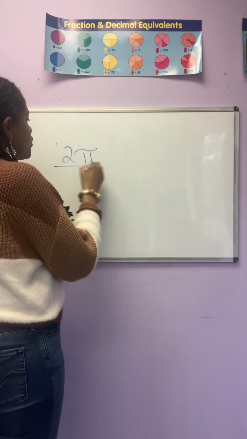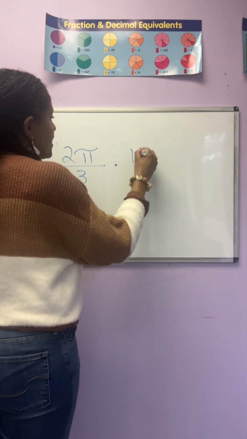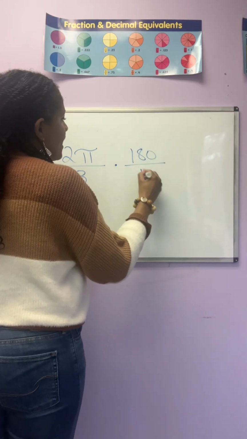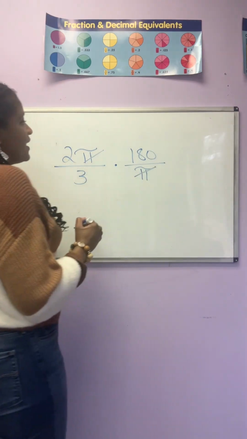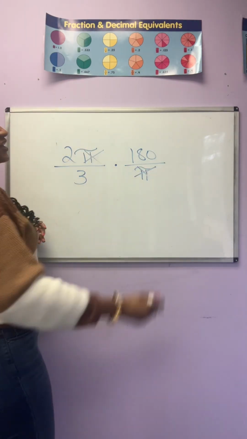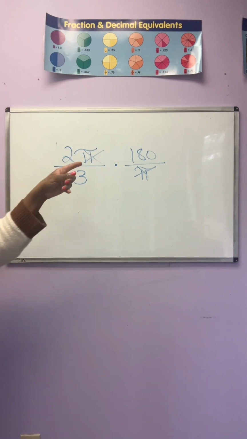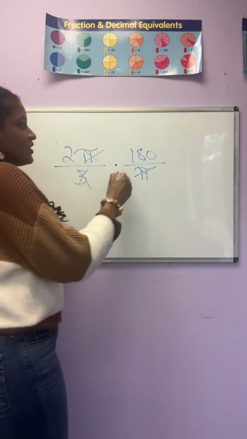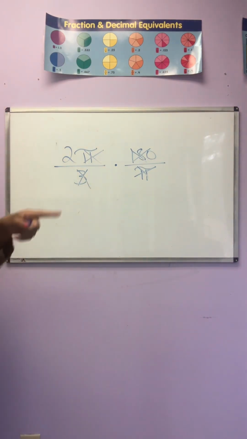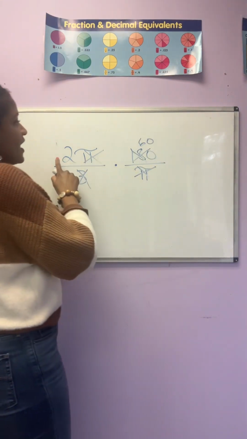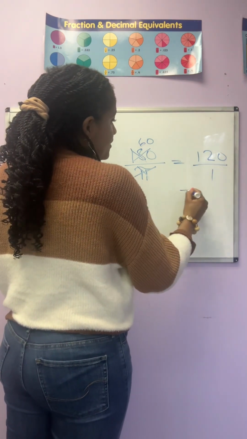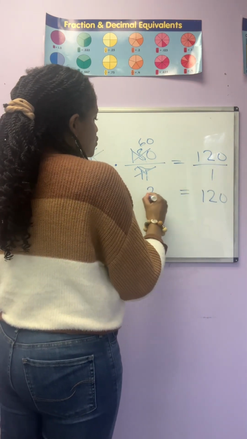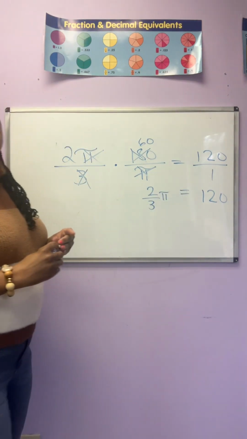If we have 2 pi over 3, once again, we're multiplying by 180 over pi, and our pi's cancel. Especially if you're not using a calculator, if you can cancel anything, that would be great. So I'm going to try cross-canceling the 3 and the 180, because 3 divided by 3 is 1, so that's gone. 180 divided by 3 is 60. And now I can just do 2 times 60, which is 120. Down here, I only had 1, so that's just 120. So 2/3 pi equals 120 degrees.